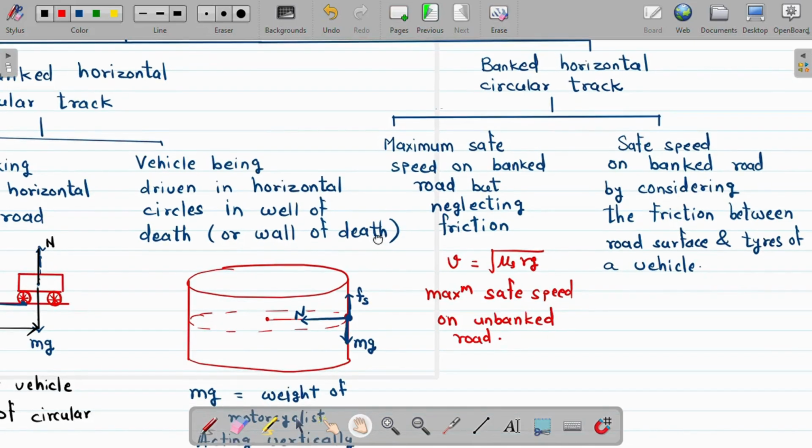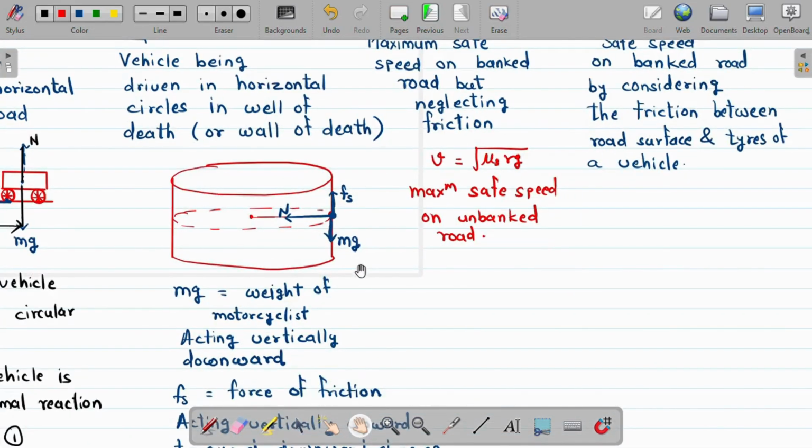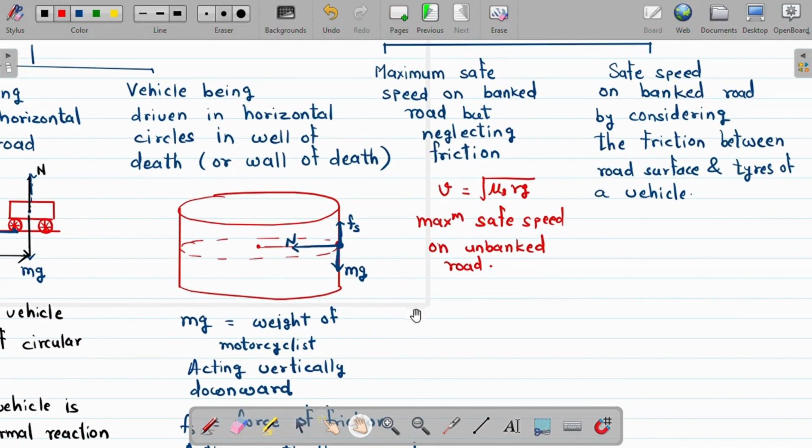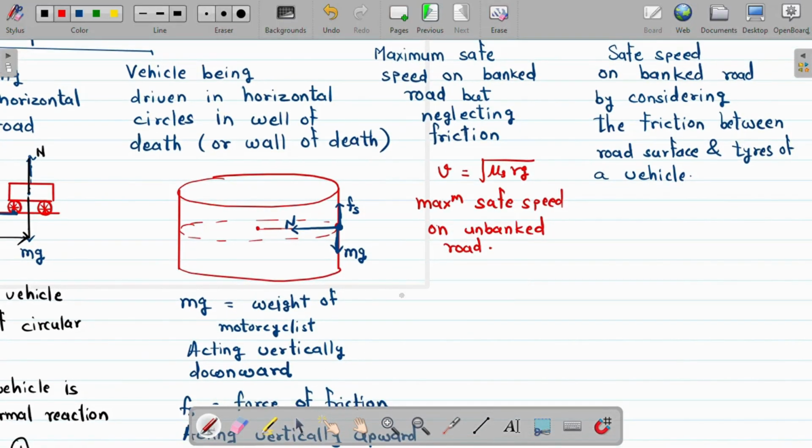So just skipping all the information about why there is a necessity of banking of roads, because here we are just going to discuss the important derivation part and not the entire theory. So let's begin with that.